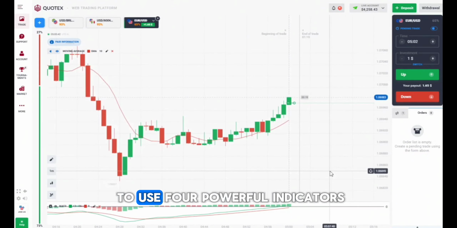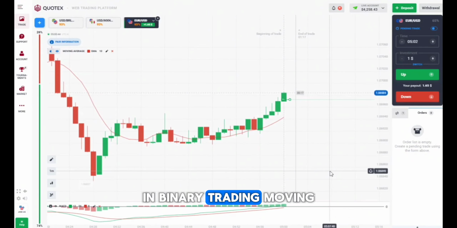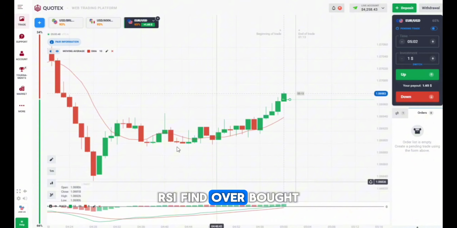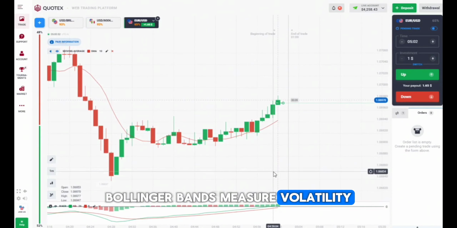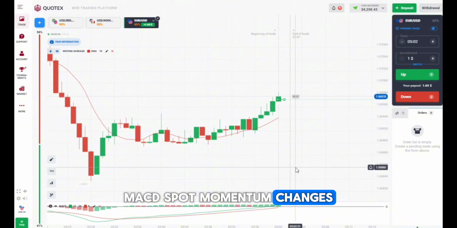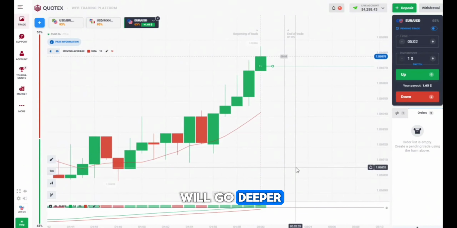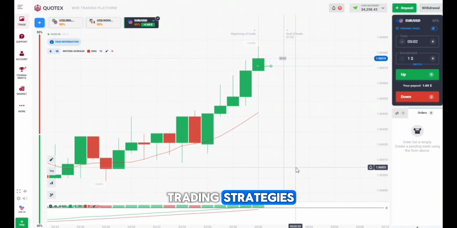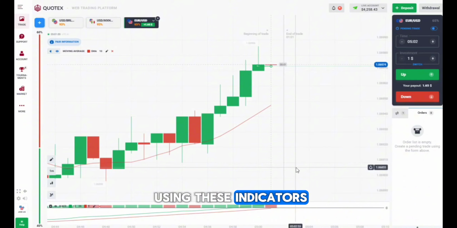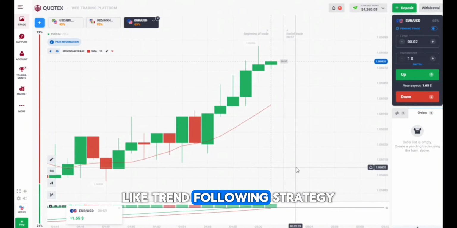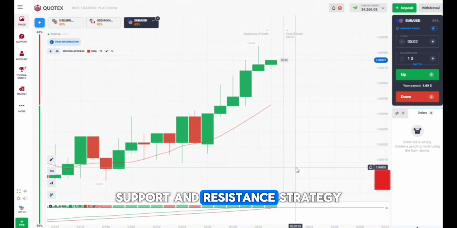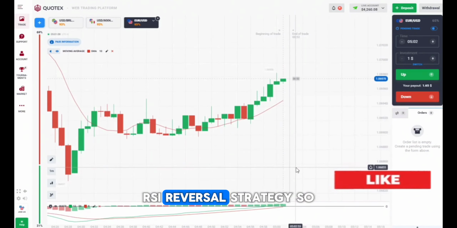Now you know how to use 4 powerful indicators in binary trading. Moving averages identify trends. RSI finds overbought and oversold conditions. Bollinger Bands measure volatility. MACD spots momentum changes. In the next video, we'll go deeper and learn basic binary trading strategies that you can apply using these indicators. I'll show you step-by-step strategies like trend following strategy, support and resistance strategy, RSI reversal strategy.